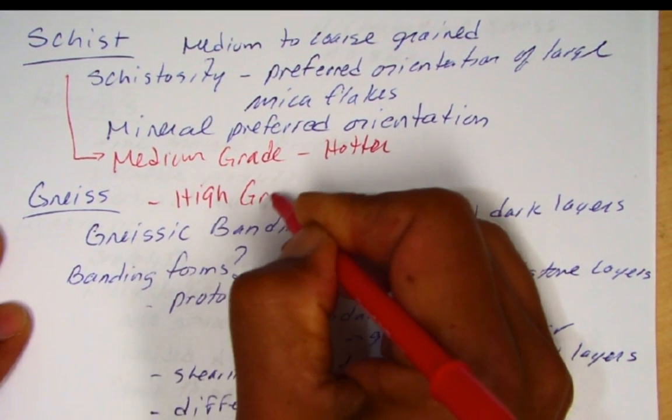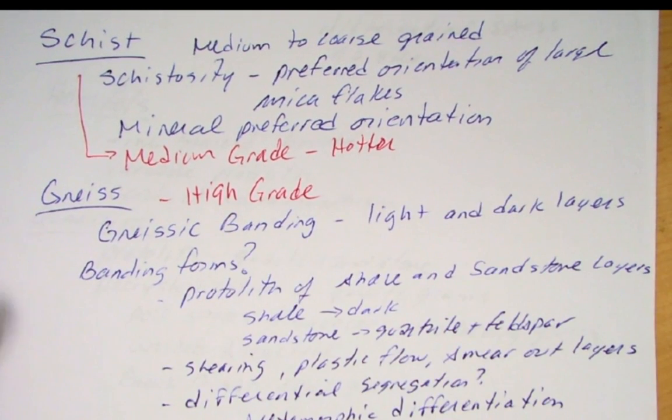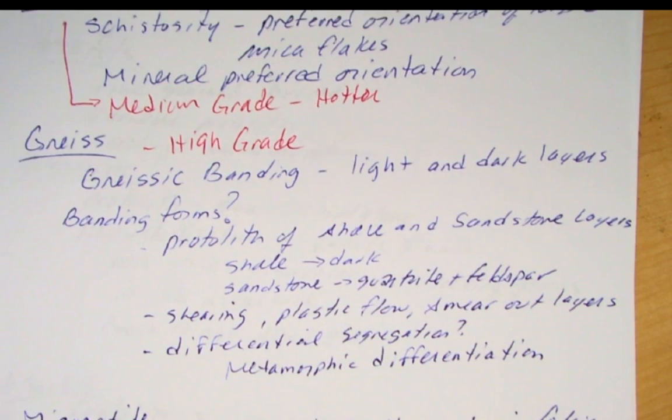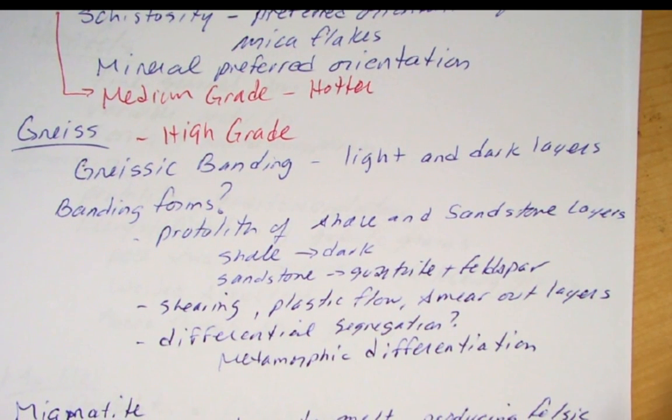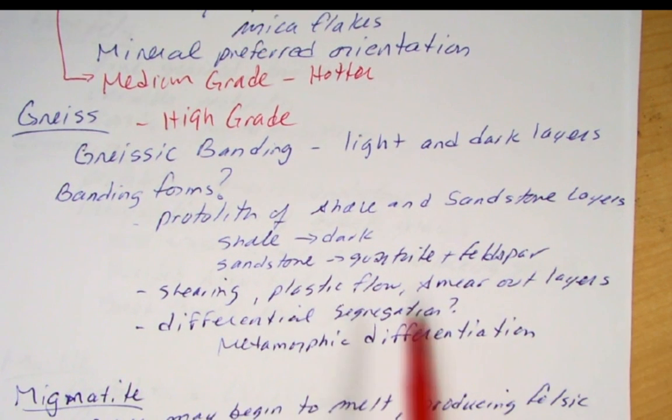So this is forming at the higher metamorphic intensity, higher metamorphic grade. And the result is that we get this banding, right? So the gneissic banding, light and dark layers. And so how does this form?